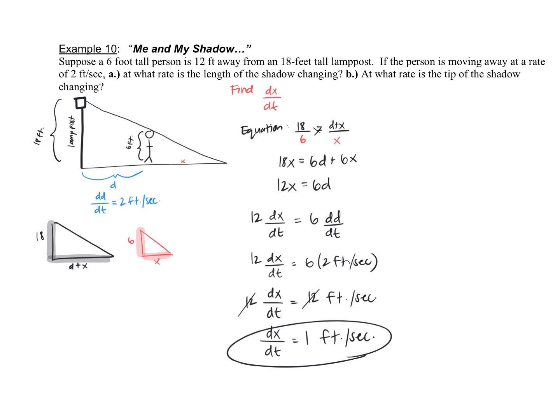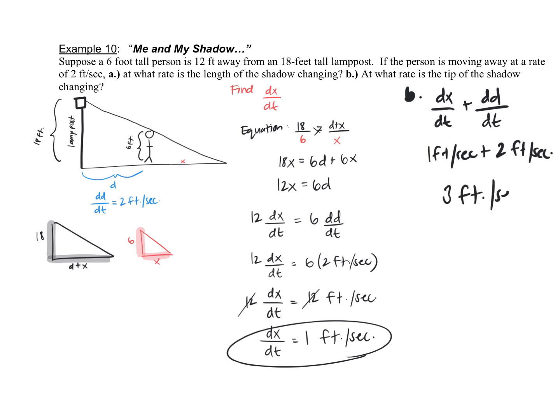Part B asks us what rate the tip of the shadow is changing. So the tip of the shadow does not just rely on the dx dt, but it relies on this whole thing of dd dt and dx dt. So if I wanted to find the rate of both of those things, I would just add those together. So I want to find dx dt plus dd dt. If I add those two things together, I have 1 foot per second plus 2 feet per second to give me 3 feet per second. Not squared. I said squared. It's not squared. Just 3 feet per second. Okay.